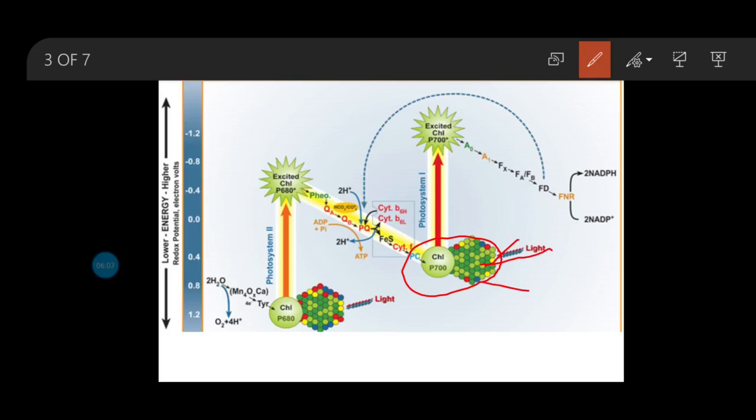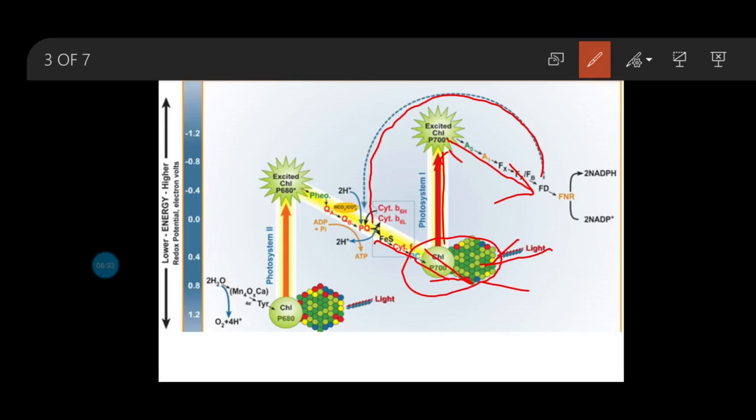Absorb the light energy and it gets excited. After that it releases its electron to ferredoxin, and the electron moves in a cyclic path. It reaches the plastoquinone, then cytochrome b6f, and then it returns again to PS1. So in this pathway the electron is coming back to PS1 in a cyclic manner. That's why this process is known as cyclic photophosphorylation.